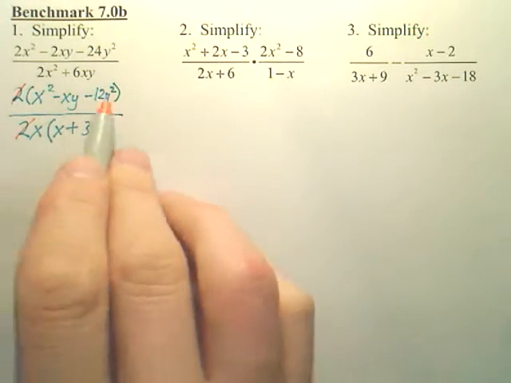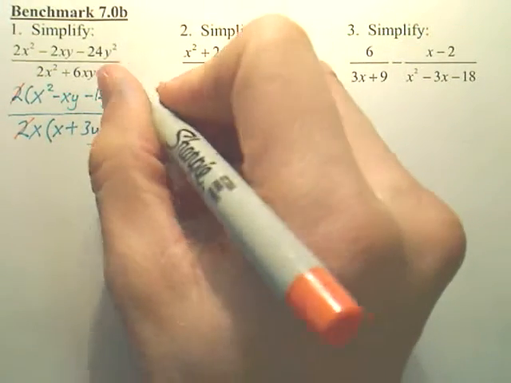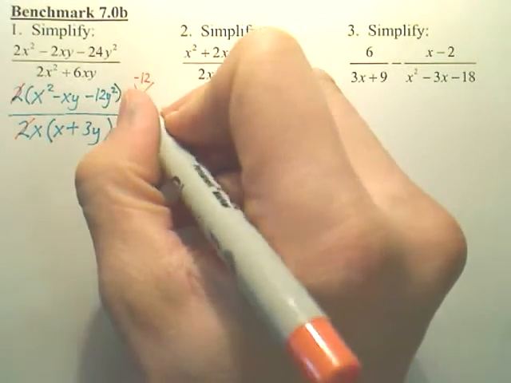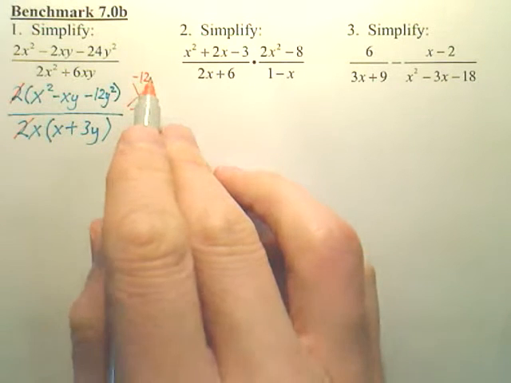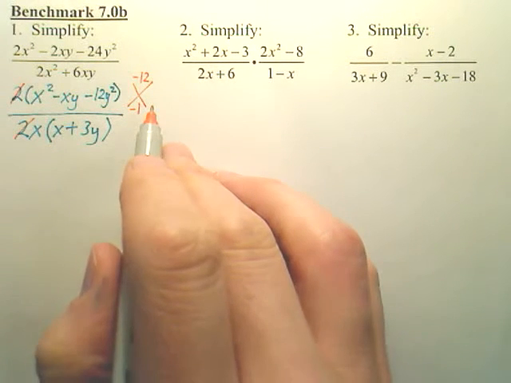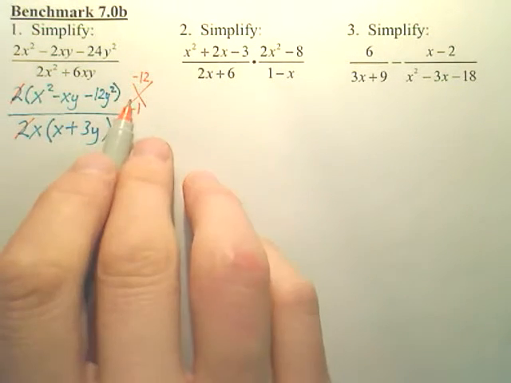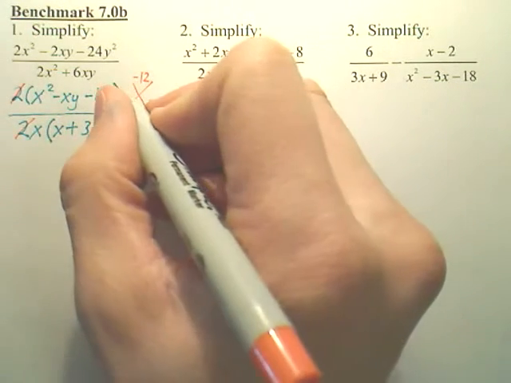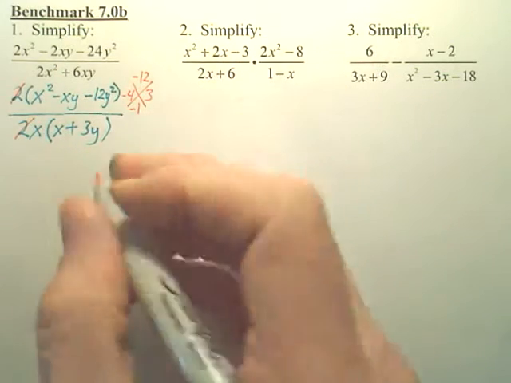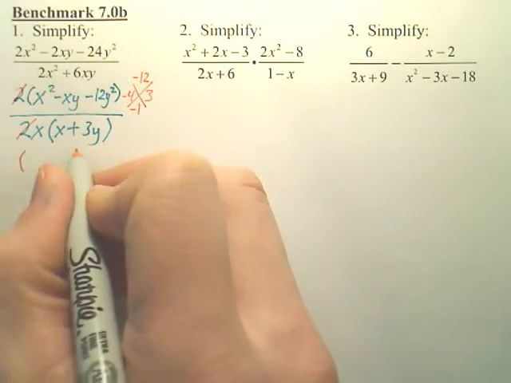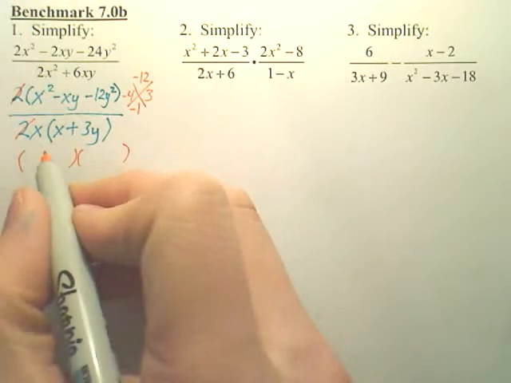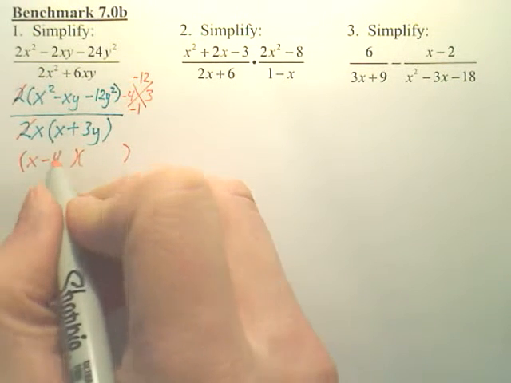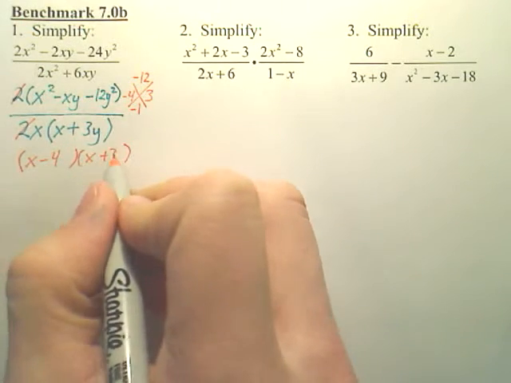But can I factor the top still to see if something else cancels? Yes. For the top, I have negative 12 on top and negative 1 on bottom. Now, could I put a y squared in a y? Yes. But I'm just going to leave it like this for now. What are my two numbers for negative 12 and negative 1? It would be negative 4 and 3. So on top, what we now have is x minus 4 and x plus 3.